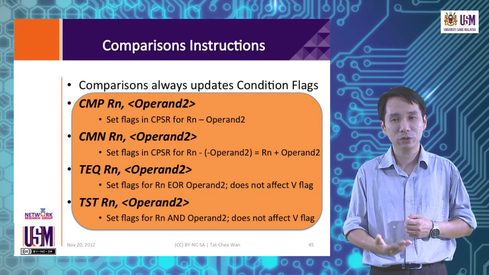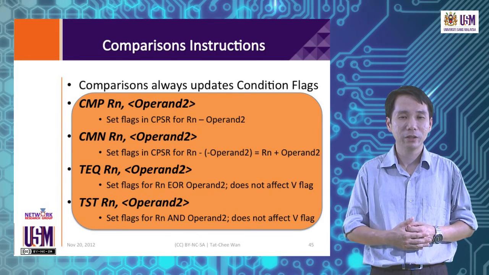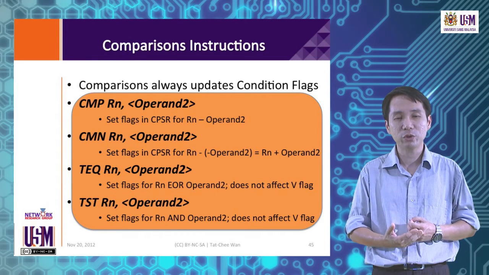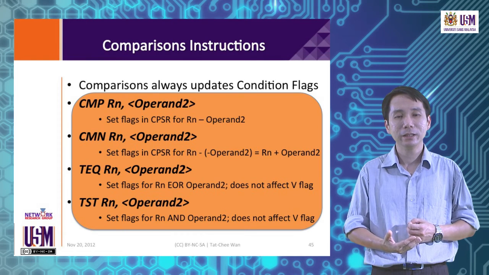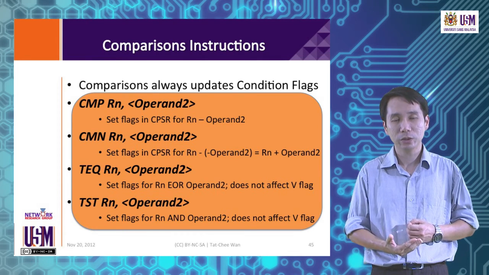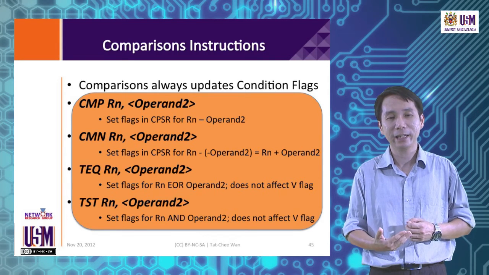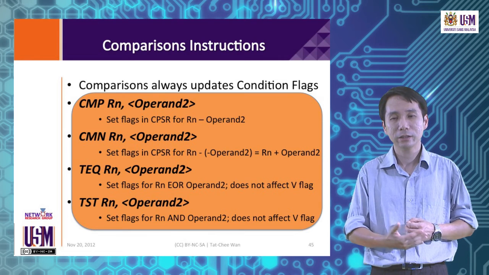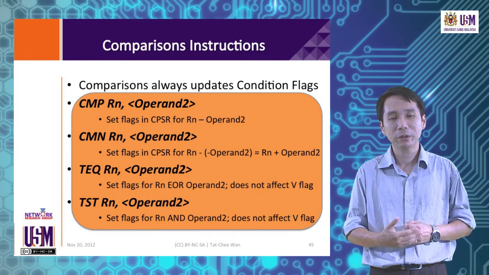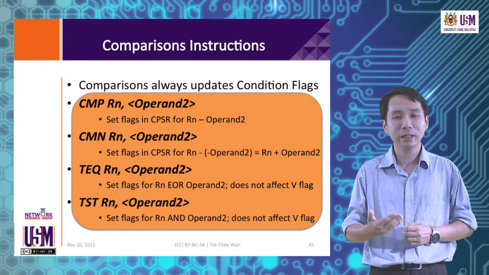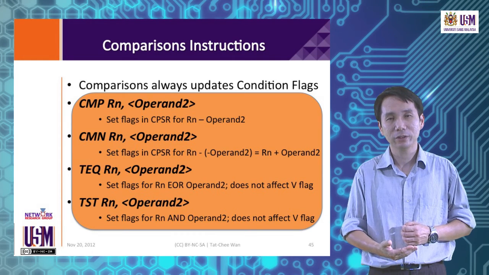Now there is a test equivalence operation, TEQ, which performs an exclusive OR between Rn and operand 2. If all the bits are similar, then the value will be equal. Now, it does not affect the overflow flag, unlike the other instructions. The test instruction, TST, on the other hand, will perform an AND operation between Rn and operand 2. Again, it does not affect the overflow flag or the V flag.